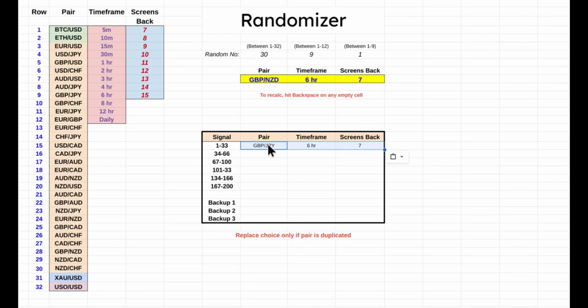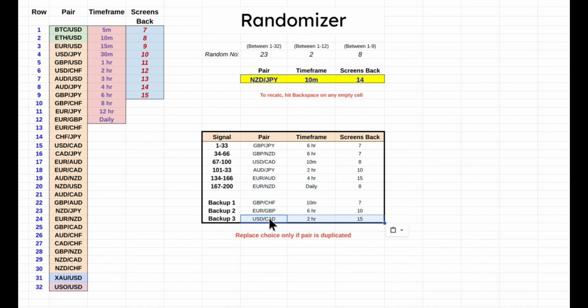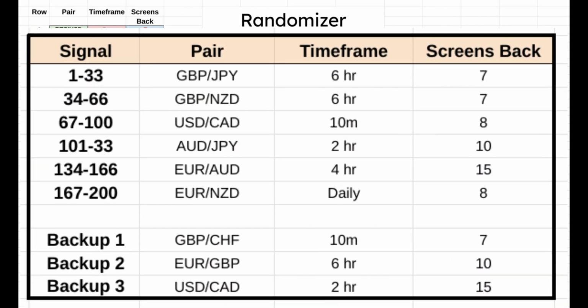Okay, now that we've got our strategy laid out, we can pick the markets and time frames to test using our randomizer spreadsheet. It's 32 markets and 12 time frames that we mix and match. Here are the selections for today's 200 signal backtest, and now I'll be back in 10 seconds with the result.